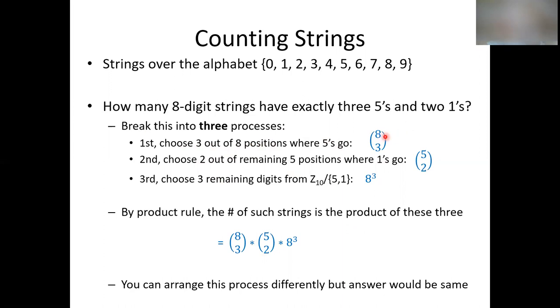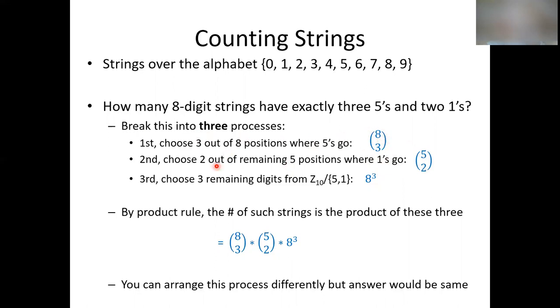Now, numerically, these numbers would change. This one will remain the same, but instead of 8 choose 3 times 5 choose 2, I will have 8 choose 2 for choosing ones times 6 choose 3, because I will have six remaining places, and I will again choose three of them to be filled out with fives. But these happen to be the same. And again, that's not a coincidence. It has to be, right?